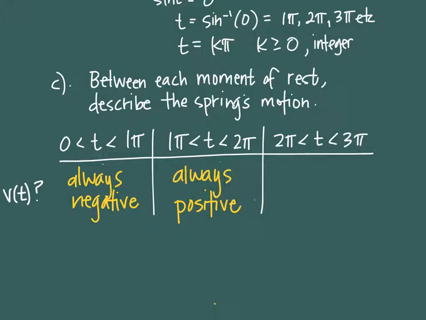And then the same thing would be true in the next interval. When you would check something between 2 pi and 3 pi, you're always going to be negative.